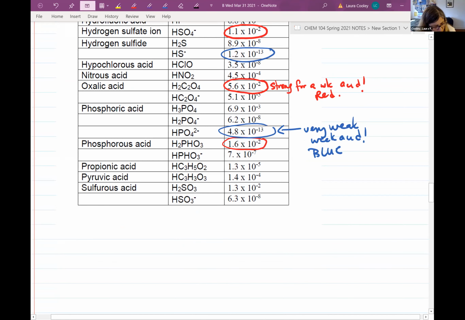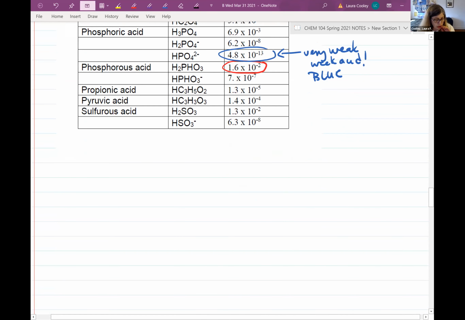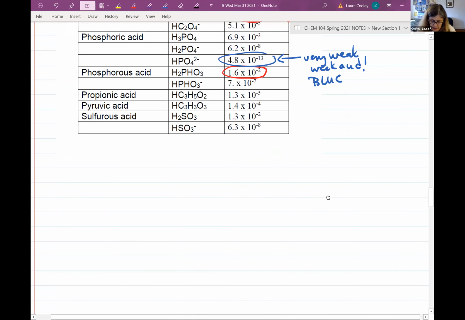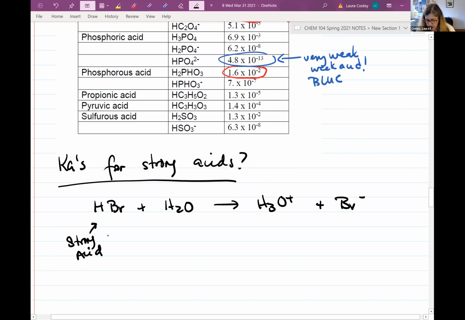All right. Let me see what I'm going to talk to you about next. I'm going to tell you about a Ka for a strong acid. Now, usually we don't even mention Kas for strong acids. I'm just going to give you an example. Here's one: HBr plus H2O goes to H3O plus and bromide. This is a strong acid. So I tell you it's a one-way arrow, but that's an approximation.